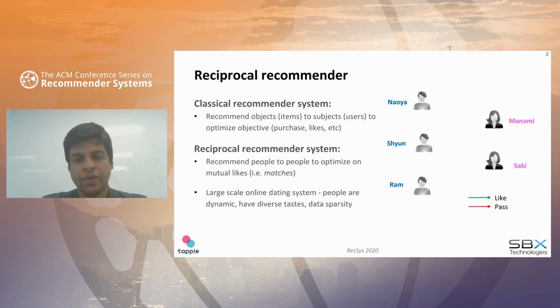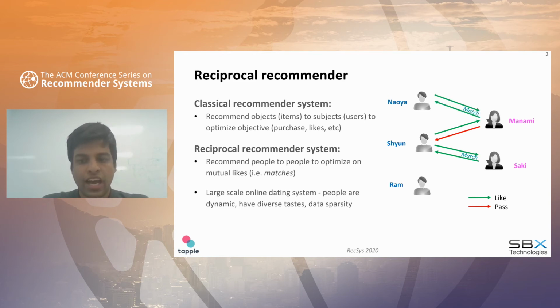Second, people are dynamic. Consider the scenario between three people, Shun, Manami, and Saki. Initially, Shun is first recommended Manami. Shun likes her, but for some reason, Manami decides to pass Shun. Depending on this feedback, Shun broadens his preferences and likes Saki, who likes back, and it's a match. Thus, users' preferences evolve over time.